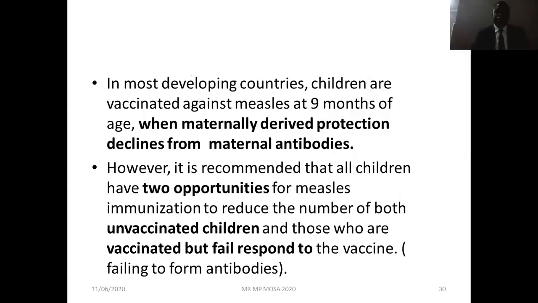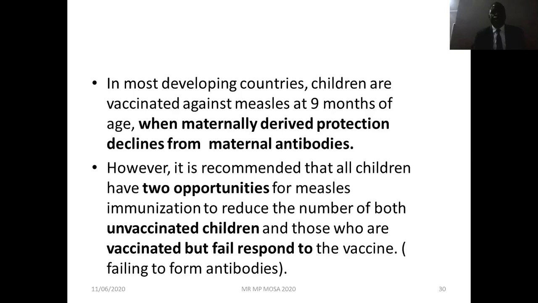In most developing countries, children are vaccinated against measles at 9 months of age, when maternally derived protection declines. The antibodies that we acquired from our mothers get reduced, and that's when the vaccine is given. However, it is recommended that all children have 2 opportunities for measles immunization to reduce the number of both unvaccinated children and those who are vaccinated but fail to respond to the vaccine.